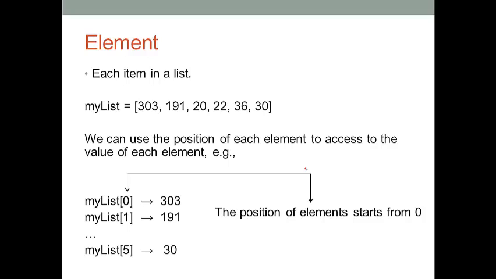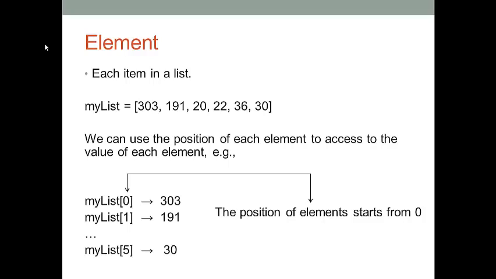Sometimes we could have several items in a list. We got to give them a name. We call each item in a list an element of this list. So on this slide, I have 6 items in the list. Then basically I have 6 elements of this list. Even though a list is a group of numbers or strings, we can access each element one by one. If we want to access a particular value in a list, then we can use the position of that element to access the value of that element.